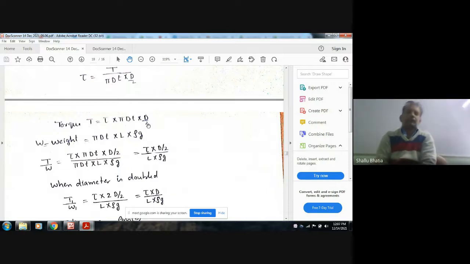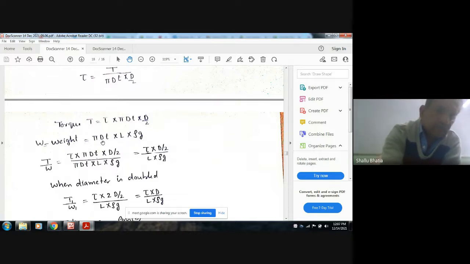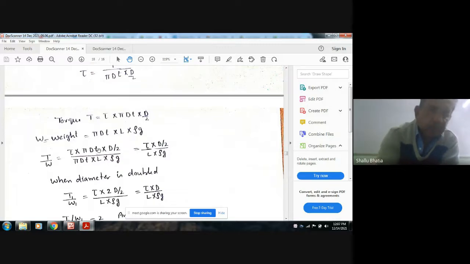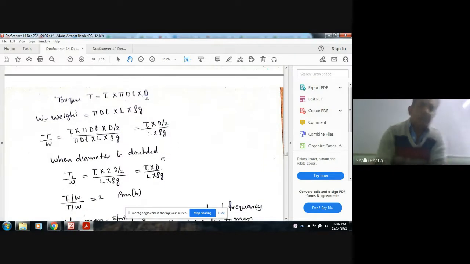Now the weight of the tube is area into length into density. Area into length is the volume of the tube, and rho g is the weight density, where rho is the mass density and g is the acceleration due to gravity. So T by W is the ratio of these two. So this is tau into d by 2 over L into rho g.